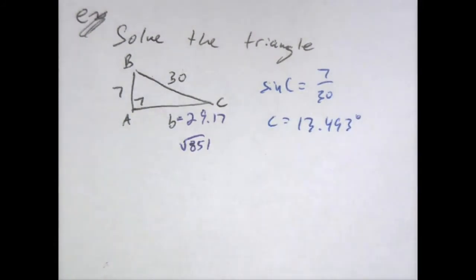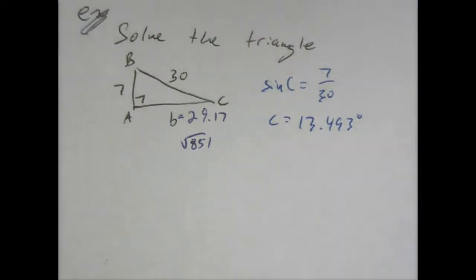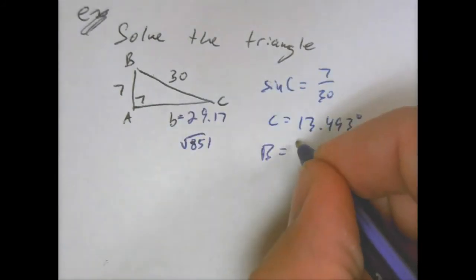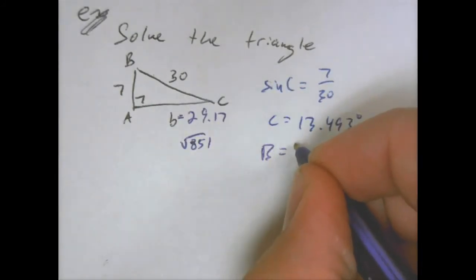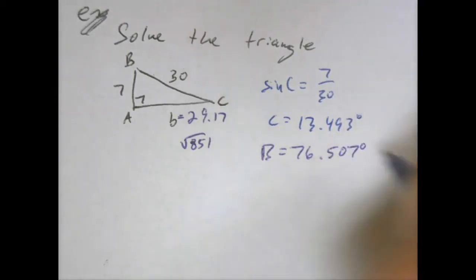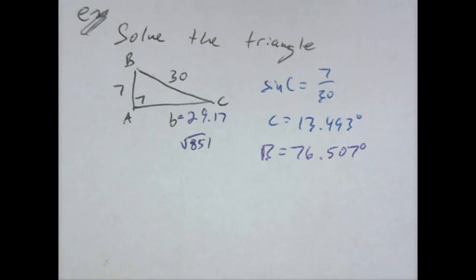So I'm going to do sine inverse of 7 over 30 and get C is 13.493 degrees. And well, if triangles add up to 180 degrees, then I can do 90 minus that angle, since I already have 90 taken up with my right angle, and find out that angle B is equal to 76.507 degrees. There we go. We've solved the triangle.